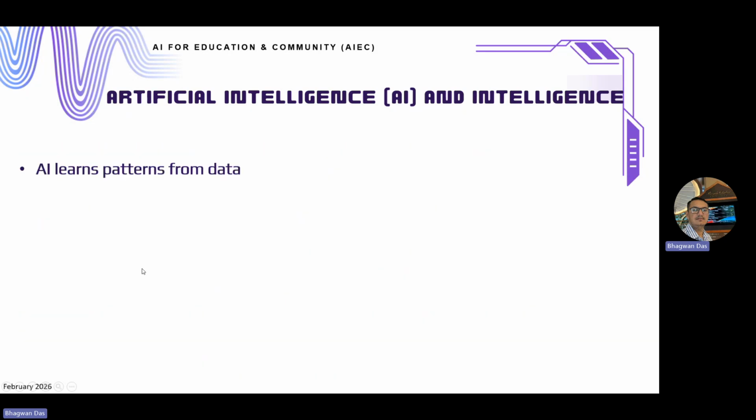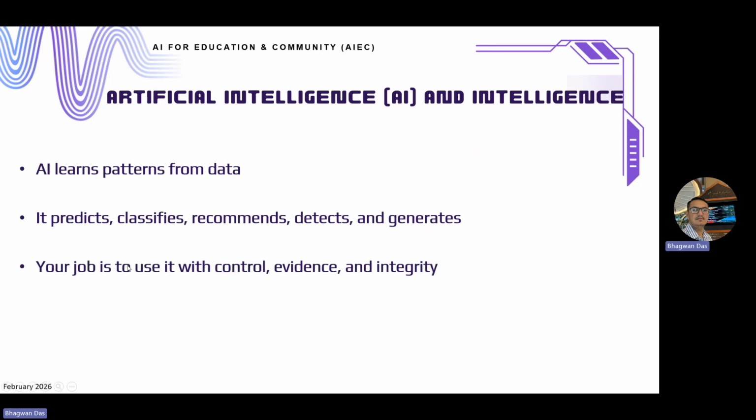Now, let's understand this simply. AI learns from patterns and it predicts, classifies, and recommends. It detects and also generates outcomes. And your job is to use it with control, evidence, and integrity.